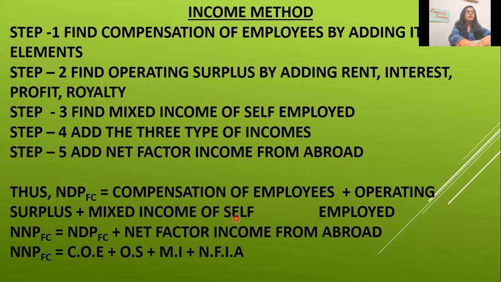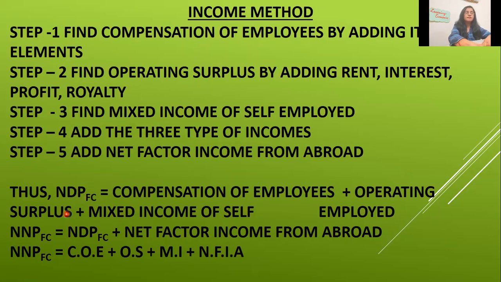Now, after this, we have to discuss the steps. First step is that we have to find compensation of employees by adding its elements. Then we have to find operating surplus by adding rent, interest, profit, royalty. Then mixed income of self-employed will be given directly. And when we add three types of income, compensation of employees, operating surplus, and mixed income, we get NNPFC. What is NNPFC? It is domestic income.